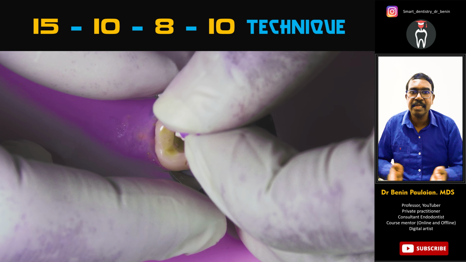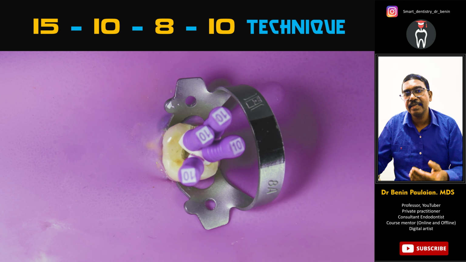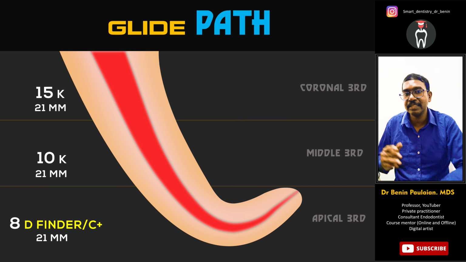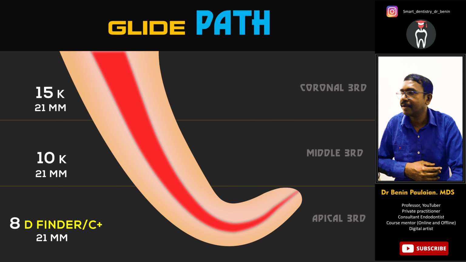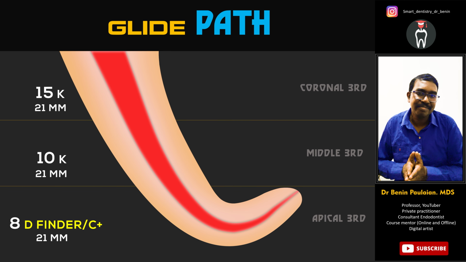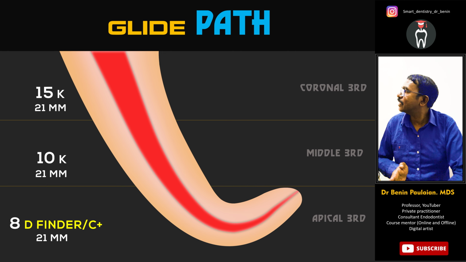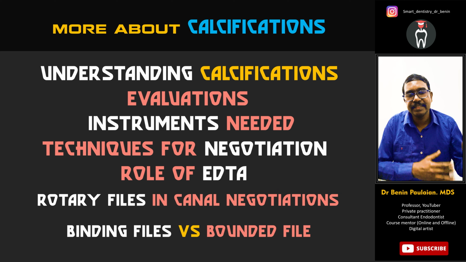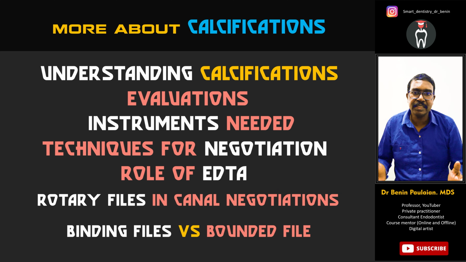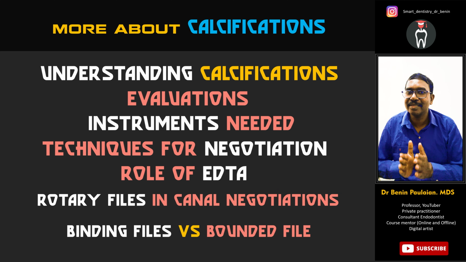So in the coronal region we need an active tip. That's the reason that I am not using D finder size more than 8, and this is the only place where we use D finder. So now we can create a glide path, and then we can do cleaning and shaping. This technique, I call it the 15 10 8 10 technique, and if you follow this technique, canal negotiations in root canal treatment are going to be easy.